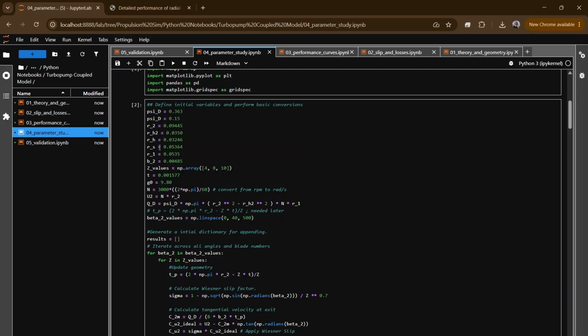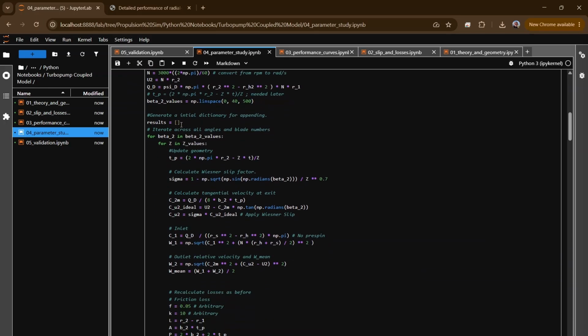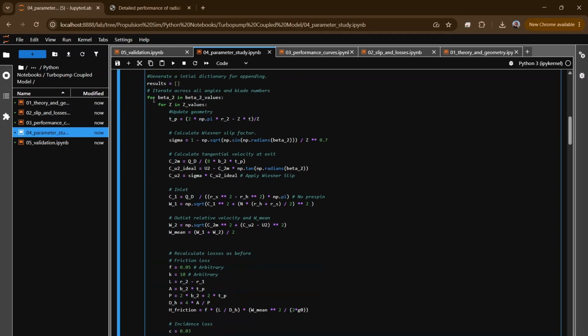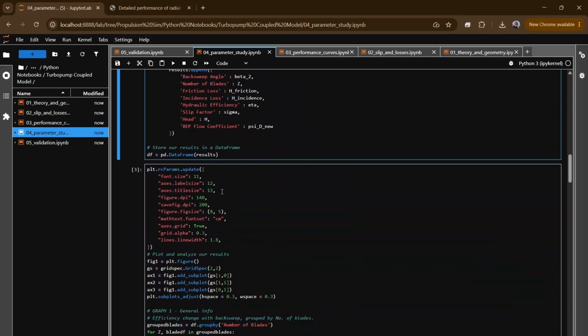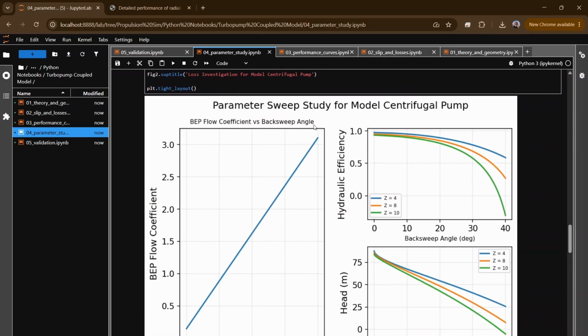And here we define the initial variables. We have results. We set our results initial dictionary. And then we iterate. So we have the beta 2 values and the z values, and it just goes. And so we graph, and then we get this ultimately. So we have the parameter sweep study for our model centrifugal pump.